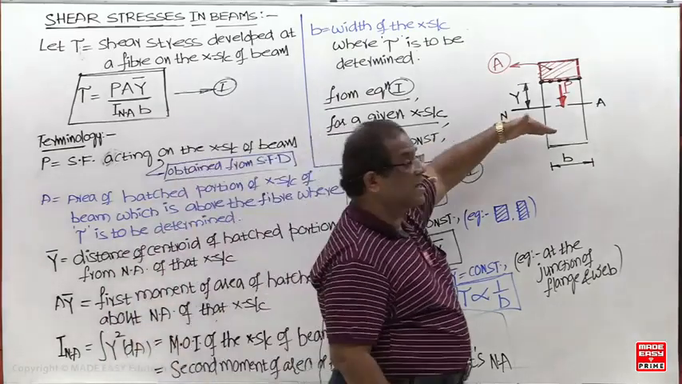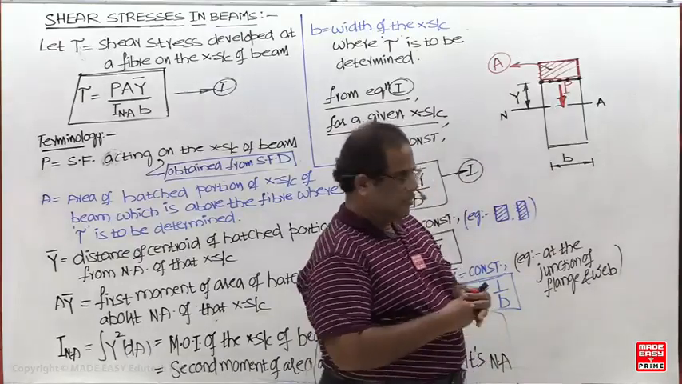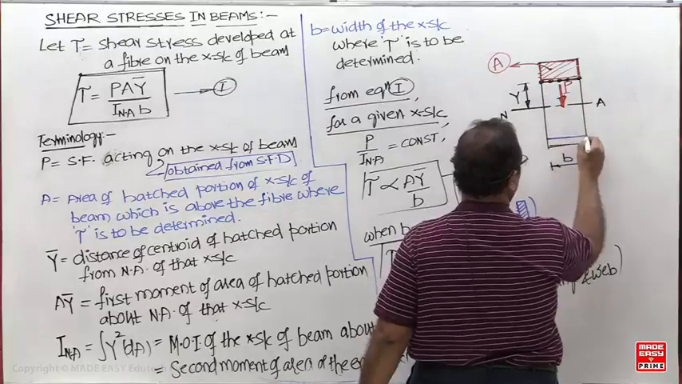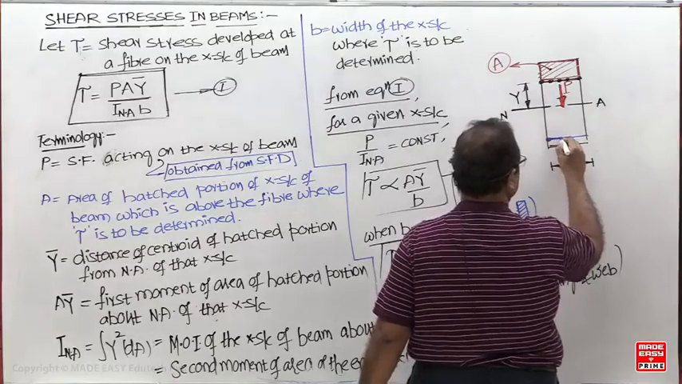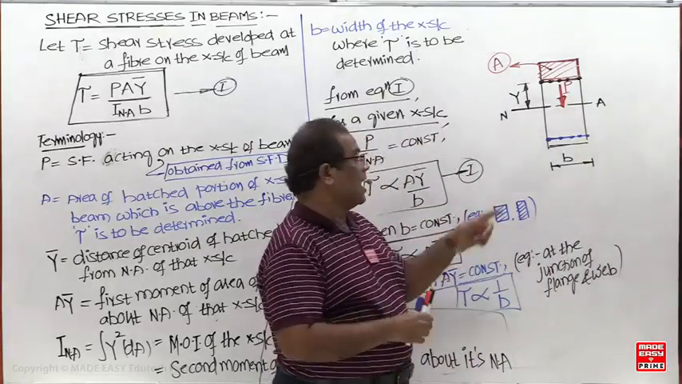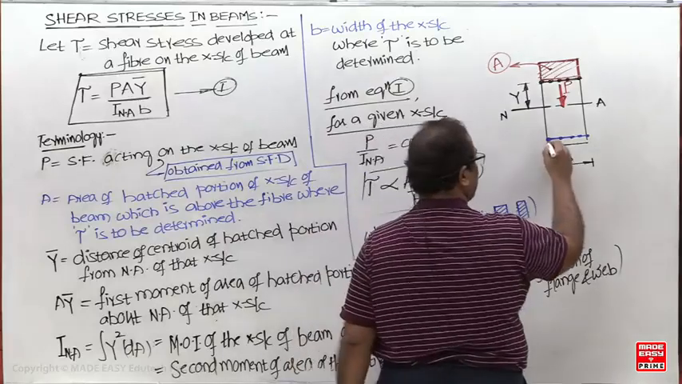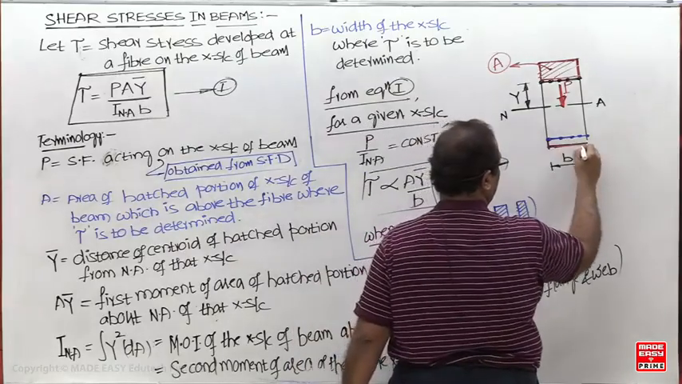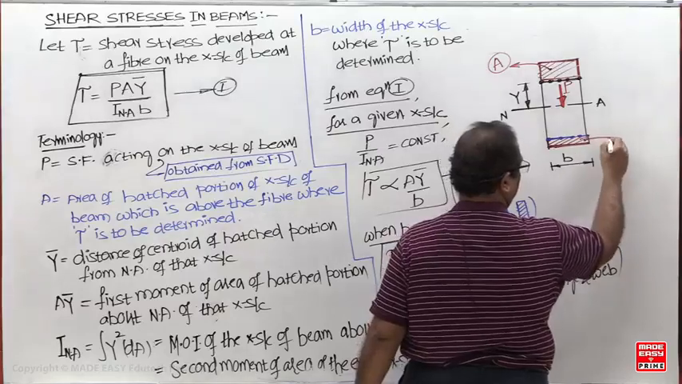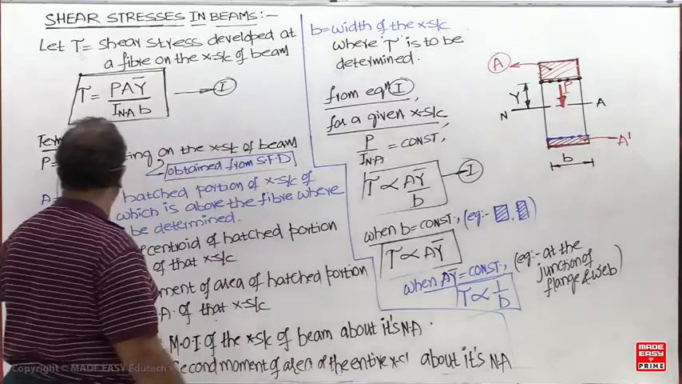Suppose somebody is going to consider a fiber below, then I have to take the below area. Suppose somebody considers I want to find out some shear stress somewhere here. I want to find out the shear stress at this point. Now, is this point on a fiber below the neutral axis or above? Below. Below means I have to take the below area, A dash.